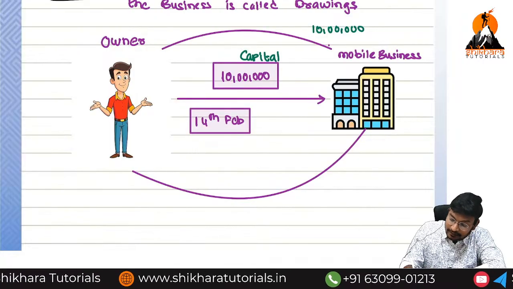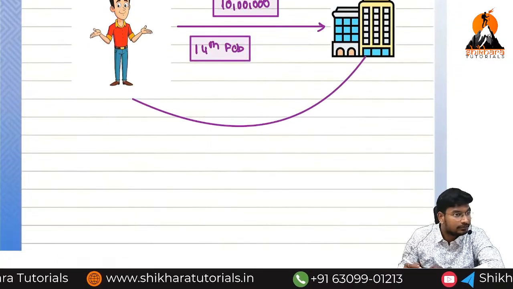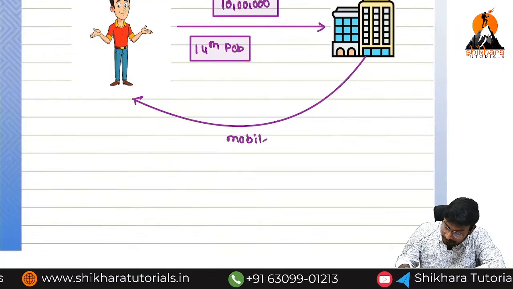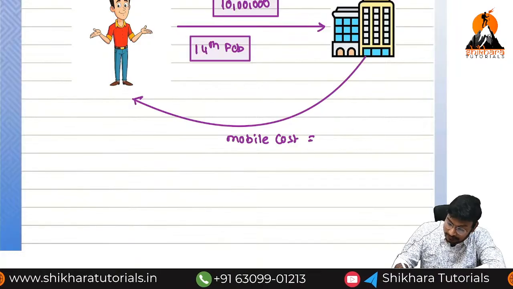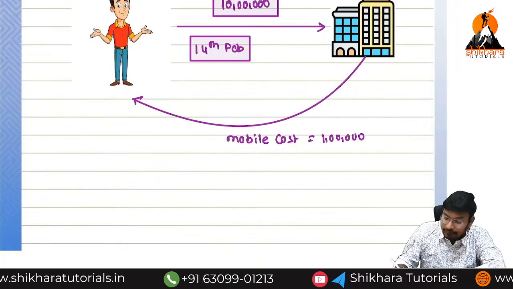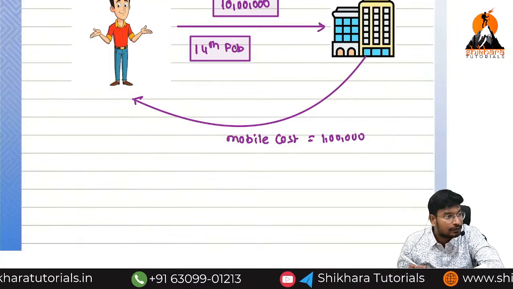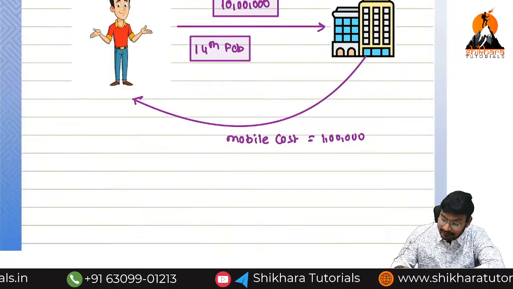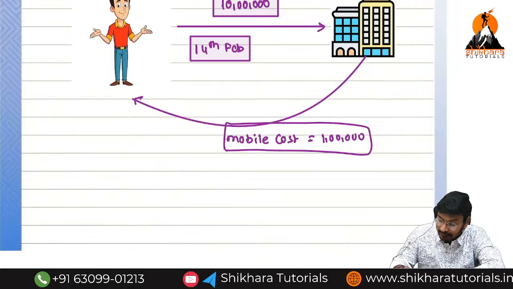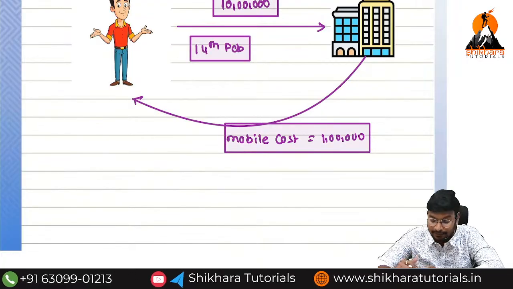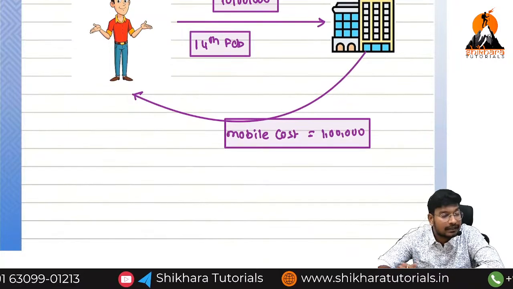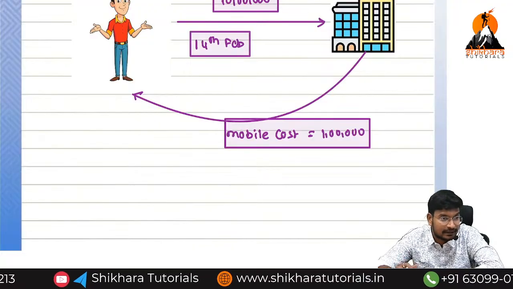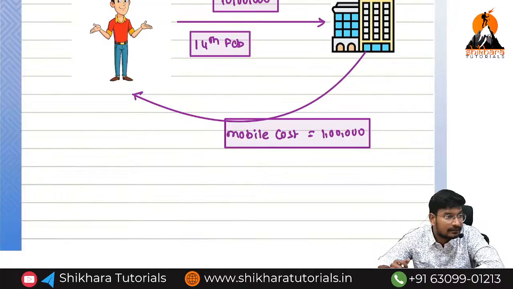So he has invested the 10 lakhs. So he has taken over the goods, a mobile costing rupees 1 lakh, an iPhone. So that means we need to collect the amount from the owner. He has taken away the mobile costing 1 lakh. Is this called drawings or capital? This is called as drawings. Here the owner took away goods or cash? Goods. Even if we take the goods, or the cash, or any asset from the business, it is called as drawings.